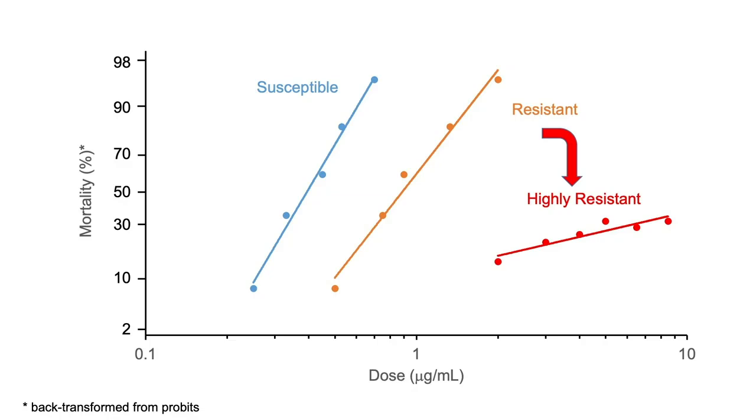When a mosquito population becomes highly resistant to a particular control agent, the dose response moves further to the right and may flatten out. This indicates that one is unable to obtain meaningful levels of larval mosquito mortality at very high doses of the control agent.